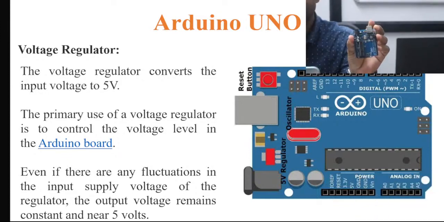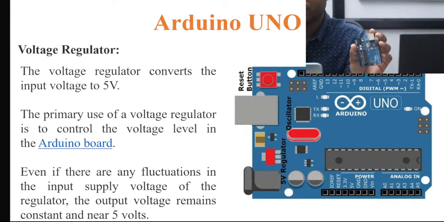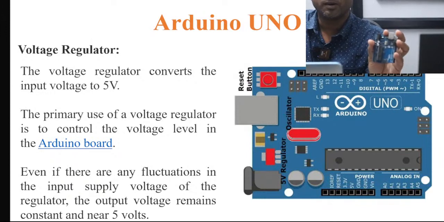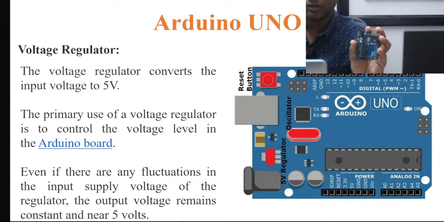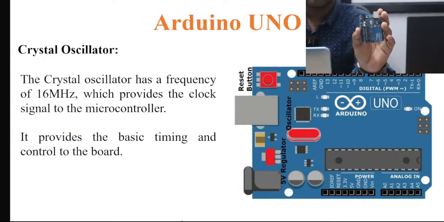You can see in this diagram, this red oval type structure is called the crystal oscillator. This crystal oscillator will provide a frequency of 16 megahertz, which will provide the basic timing and control signal to the microcontroller.